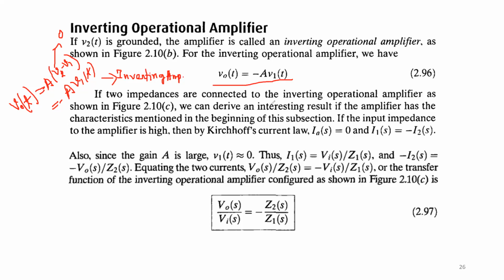If two impedances are connected to the inverting operational amplifier, as shown here, we can derive an interesting result. The amplifier has the capacity mentioned in the beginning of this subsection. If the input impedance to the amplifier is high, then according to Kirchhoff's current law, I is equal to zero, and I1 is equal to minus I2. Also, since the gain is large, I1 is equal to VI by Z1, and minus I2 is equal to minus V naught by Z2. Equating the two currents, V naught by Z2 is equal to minus VI by Z1.